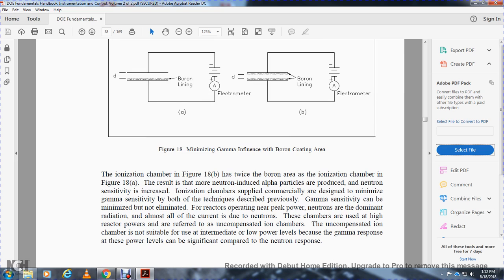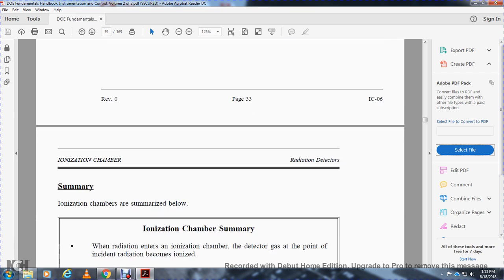In reactors operating near peak power, neutrons dominate the radiation, and almost all of the current is due to the neutrons. The chambers are used at high reactor powers. An uncompensated ion chamber is not suitable for the intermediate and lower power levels because the gamma response is a significant part of the neutron response at those power levels. Summary. The ionization chamber is summarized below.